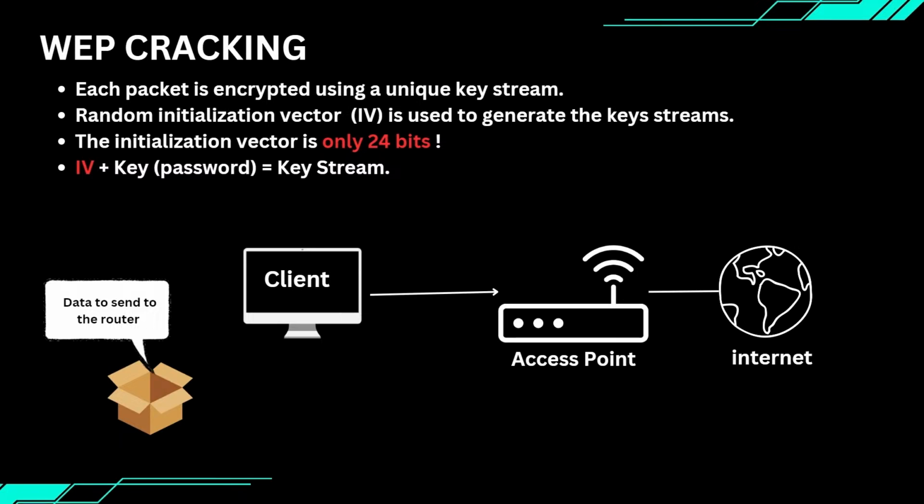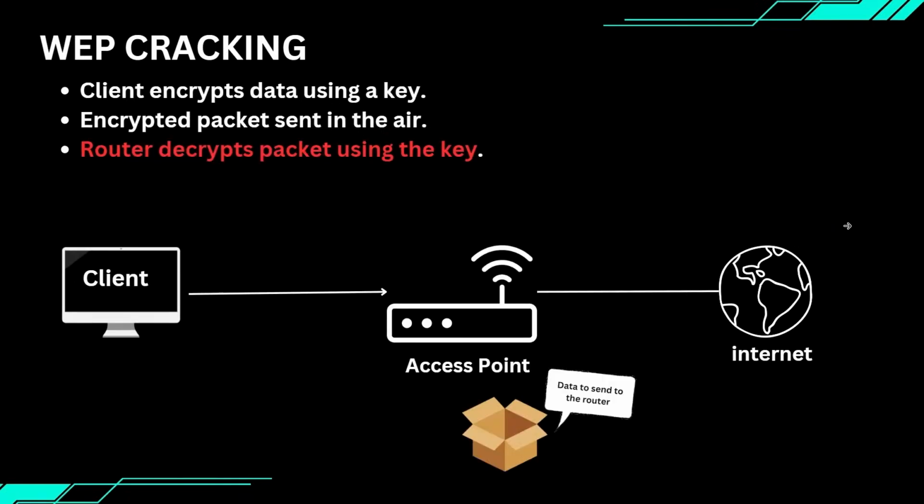WEP tries to make sure each data packet has a unique key by generating a 24-bit random number called an initialization vector. This IV is combined with the network's password to create the key stream, which is then used to encrypt the data. The IV is included in the packets along with the encrypted data.